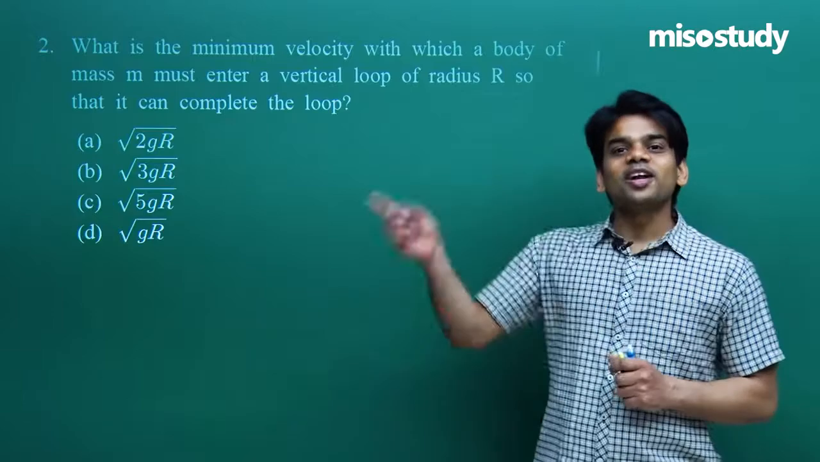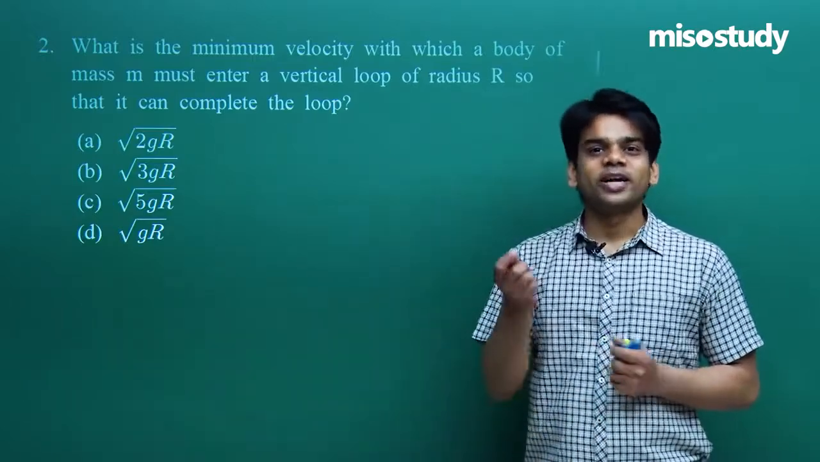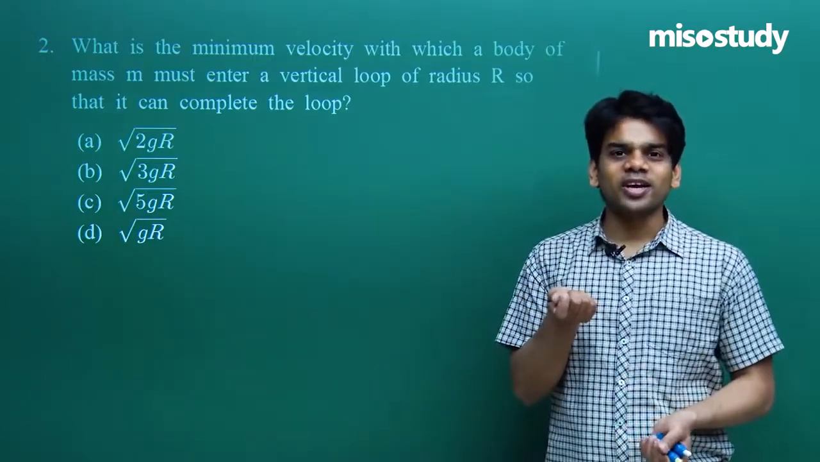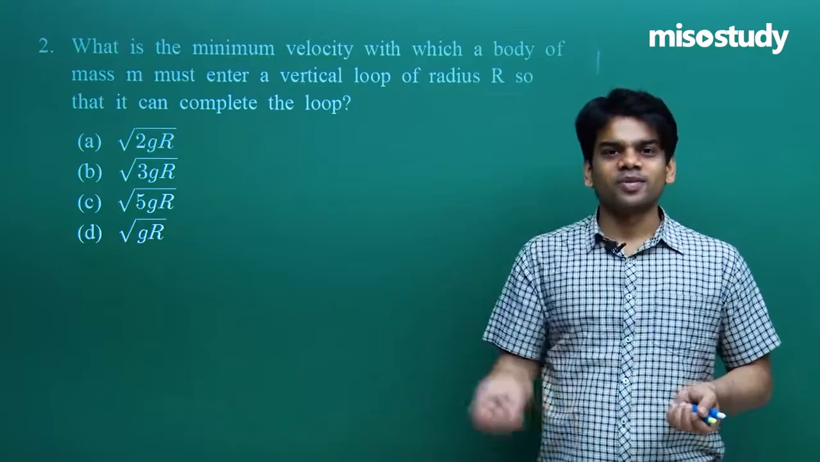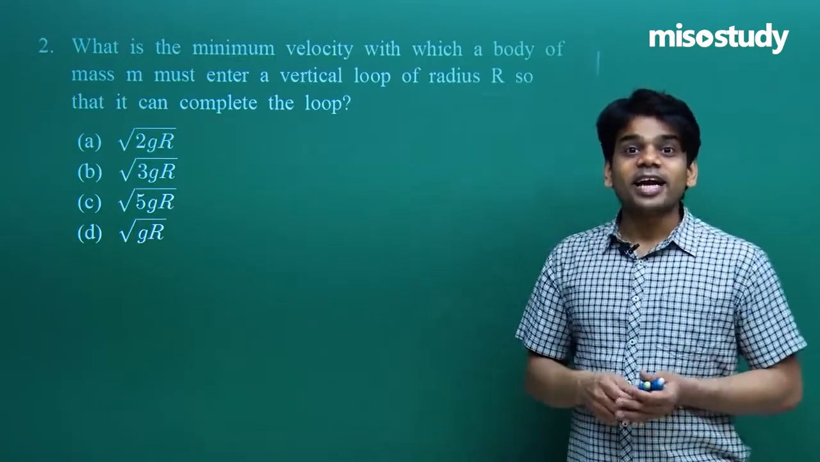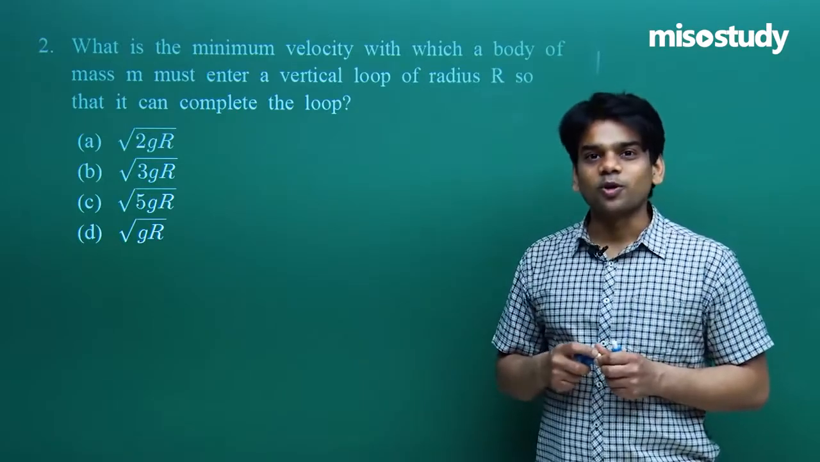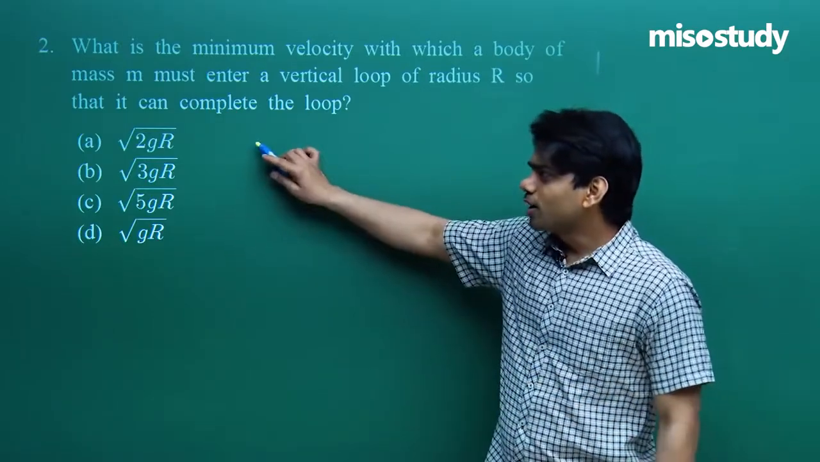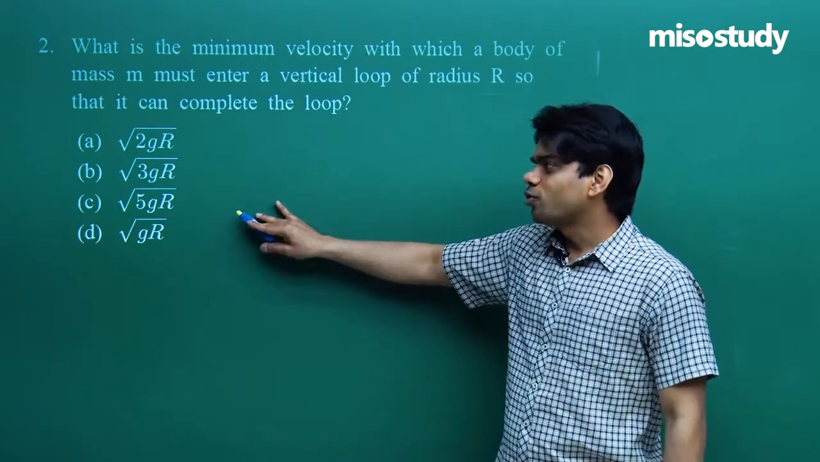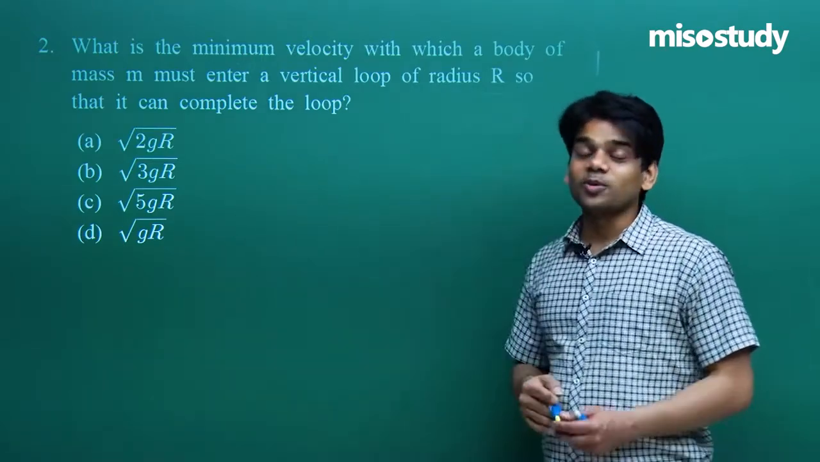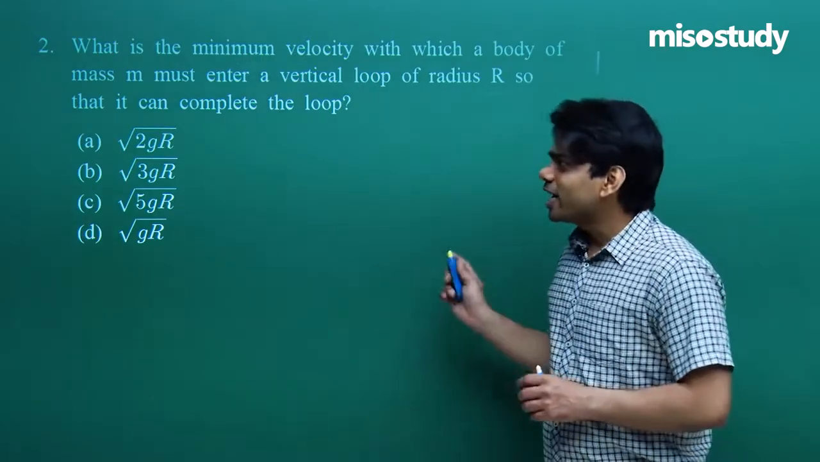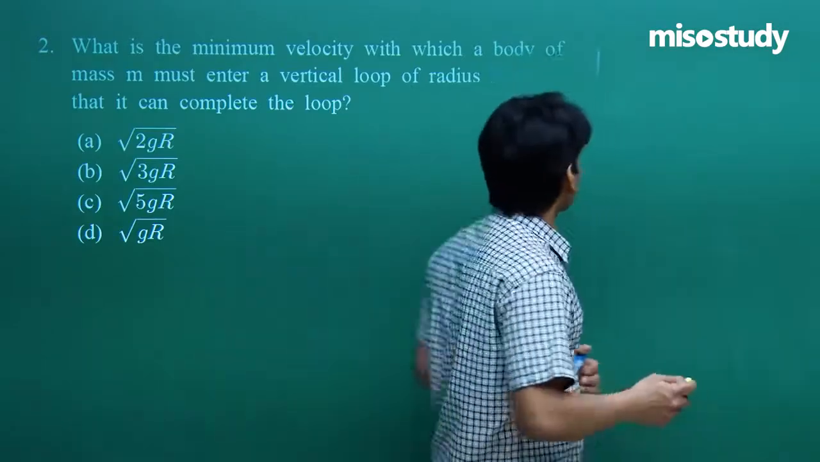So we have a vertical loop. You can take a stone tied to a string and whirl it in a vertical circle. At the bottom, what minimum velocity do you have to give so that it can reach the topmost point? Option A, under root 2 rg, option B, under root 3 rg, option C, under root 5 rg, option D, under root g rg. So let's check. I believe you can understand the scenario and how to proceed with it.